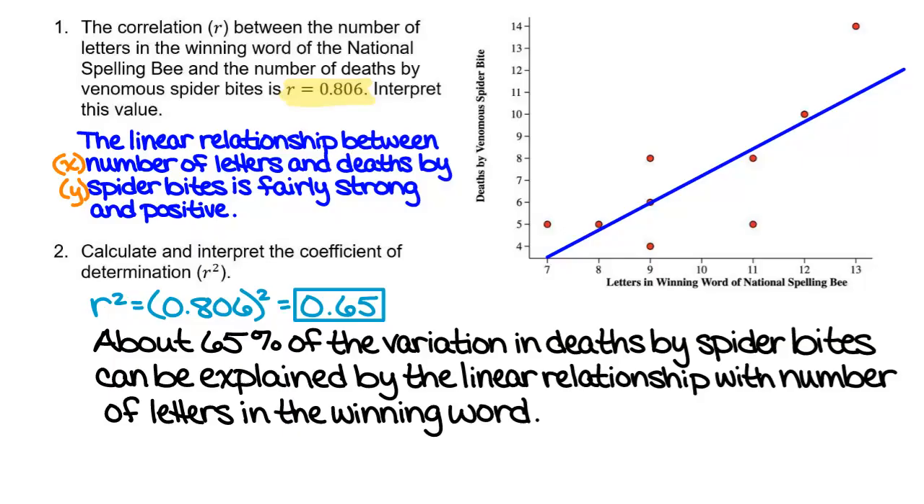Which is to say that if I know how many letters there are in the winning word, I could make a reasonable prediction about the number of people that died by venomous spider bites. No, you can't because that is stupid. Actually, no, you can. 65% of the variation. The point is, even though this correlation is ridiculous, it can still be used to make reasonably accurate predictions.